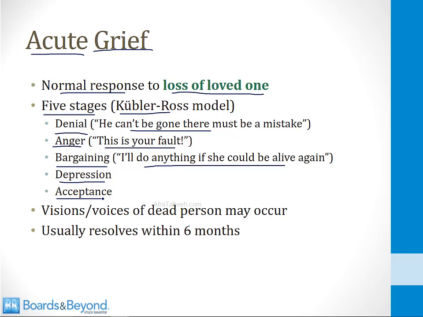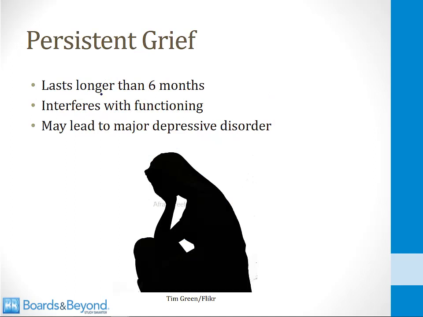Now, during acute grief, it can be normal for patients to experience visions or voices of the dead person. This does not necessarily indicate psychosis. And then lastly, acute grief is defined by the fact that it resolves within 6 months. Grief that lasts longer than 6 months is called persistent grief. This will interfere with the patient's social functioning. They may have difficulty going back to work after the loss of a loved one, and in many cases, this leads to major depressive disorder.